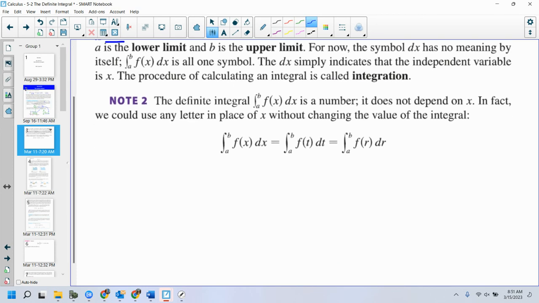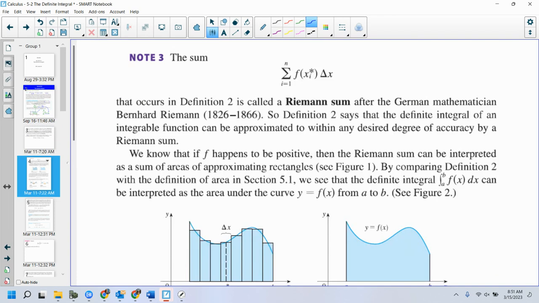That x could be written as any letter there. We could have f of x dx, f of t dt, f of r dr. Just notice that these independent variables always have to be the same, whether you're choosing x or r or t or a. Don't choose a, because a is the lower limit. But whatever variable you're choosing, that's the f of blank, d blank. Those letters must always match.